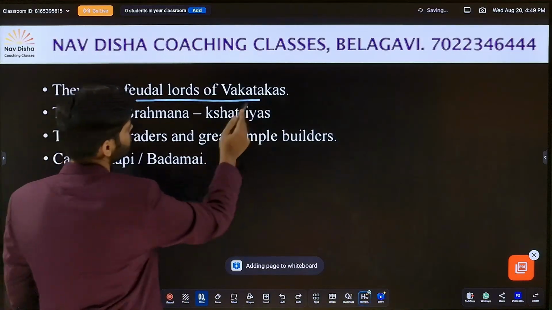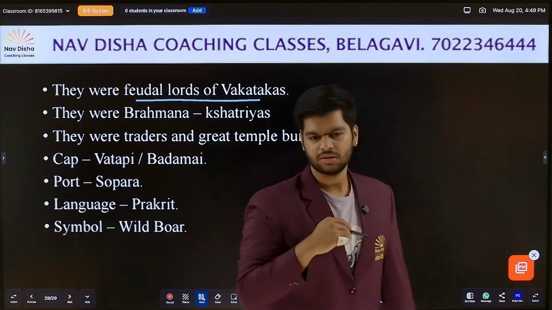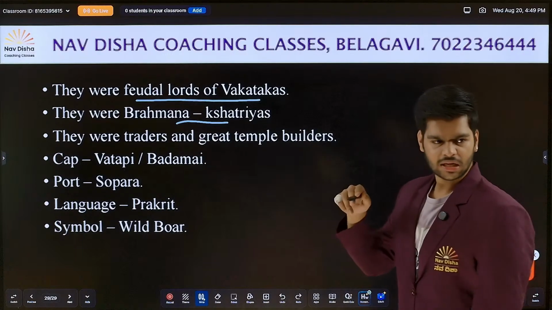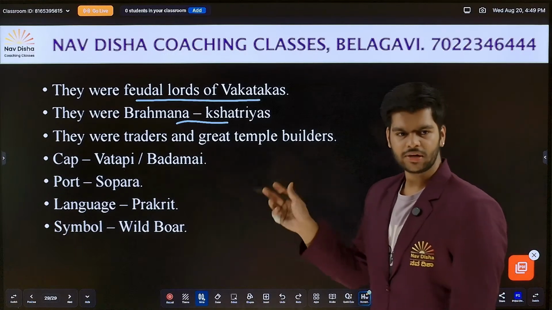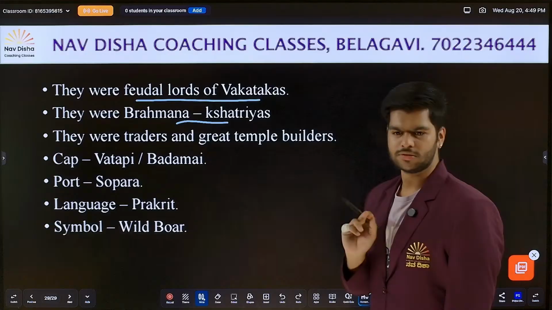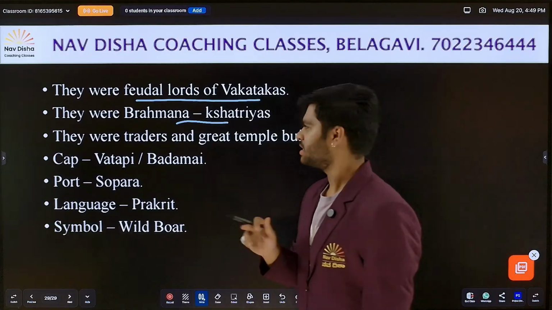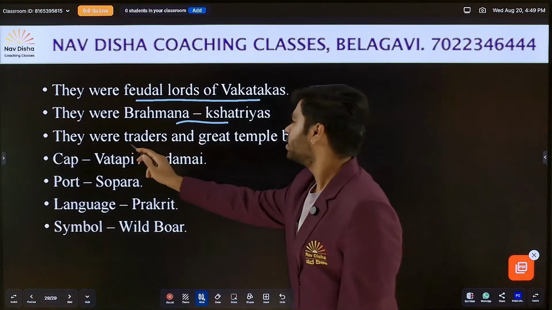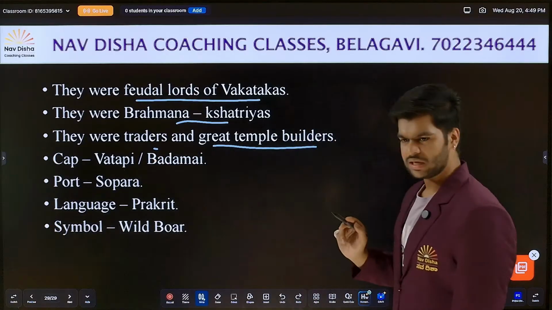They were feudal lords of Vakatakas, so they came after the rule of Vakatakas. They were Brahman Kshatriyas, same as Vakatakas. Brahman and Kshatriyas together, means they fight also, they pray also. Understood? They are priests also and they can go in wars also. They were traders and great temple builders.